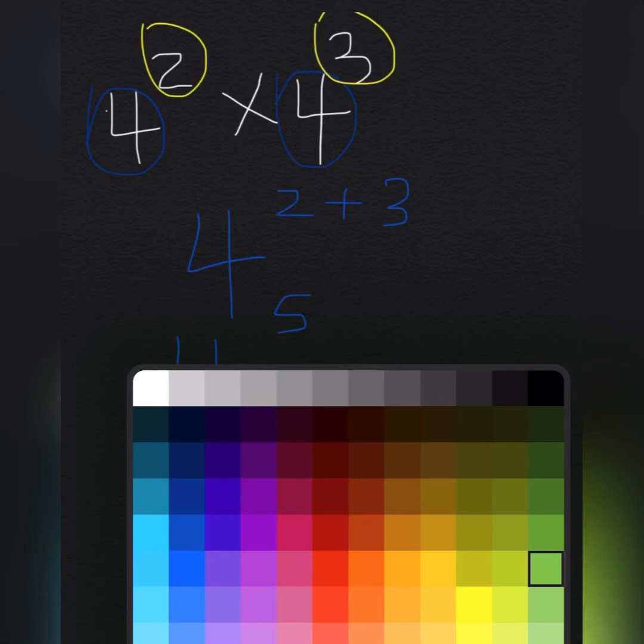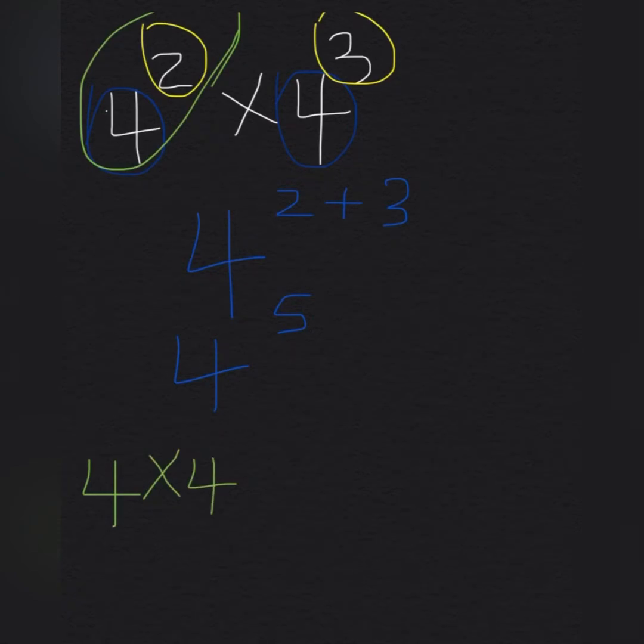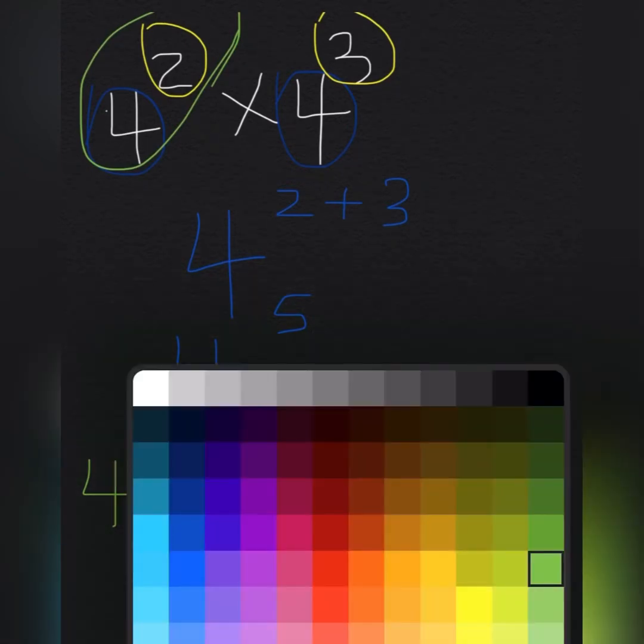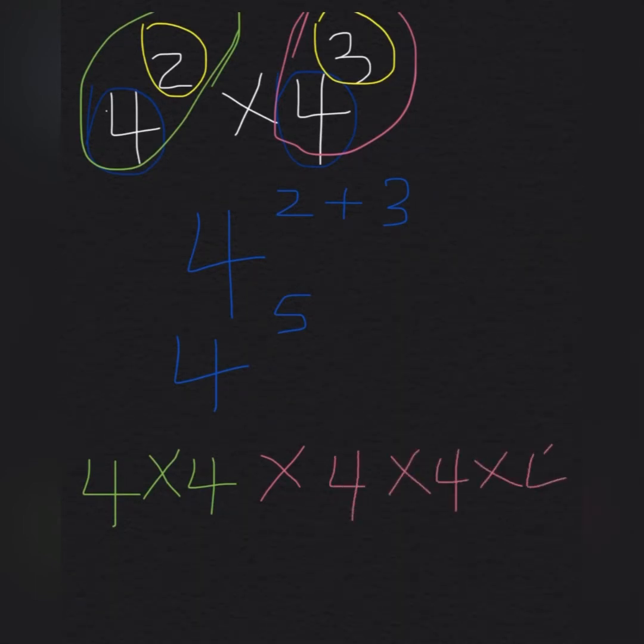Now we can check that answer to see if we're correct. 4 raised to the 2nd power means that we're going to multiply 4 2 times, right? Which is 4 times 4. 4 raised to the 3rd power right here means we're going to multiply 4 3 times, which is times 4 again, times 4, and times 4, right? Now what would be our final answer?